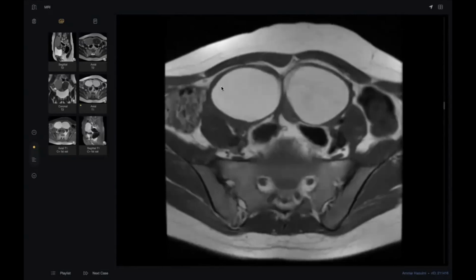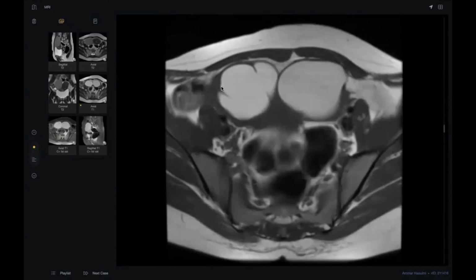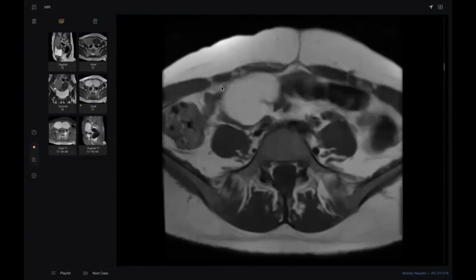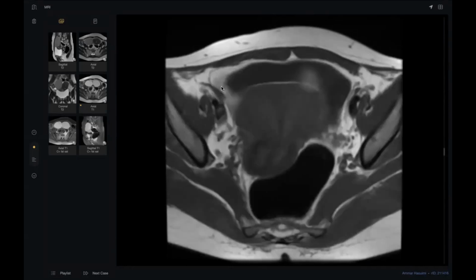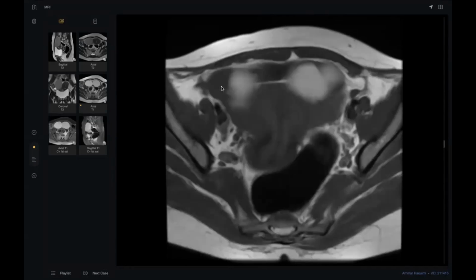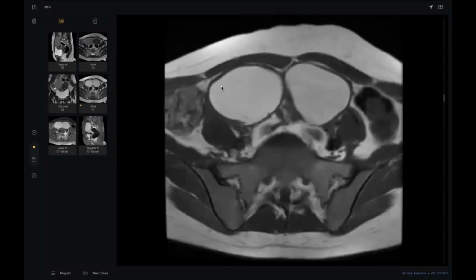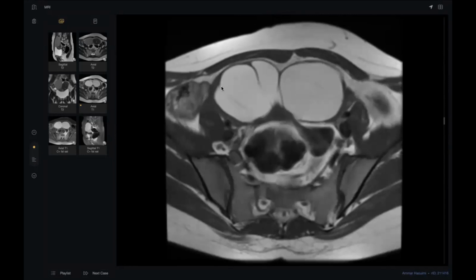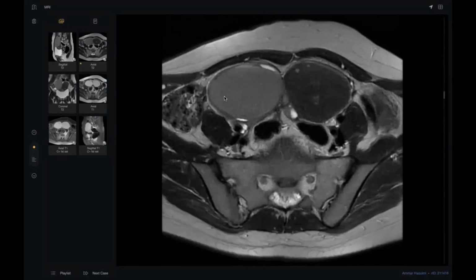In T1 weighted images, I can see that both adnexa have cystic lesions. The right side has septations within it and is bright on T1, and the left was dark on T1. The left was T2 hypointense, and the right was T2 intermediate. So these are in keeping with hemorrhagic or endometriotic cysts. Hemorrhagic cyst or endometrioma: there is a big difference.